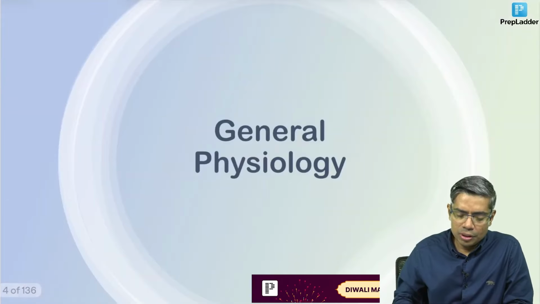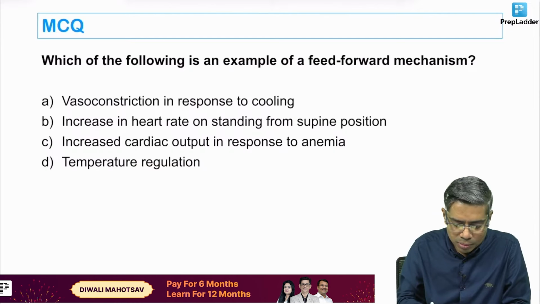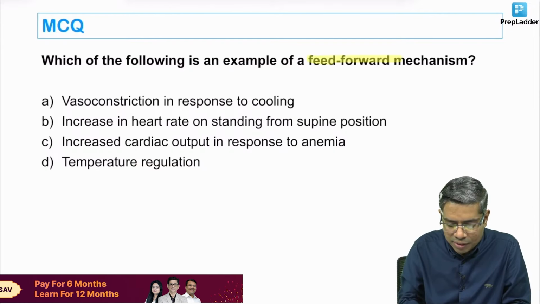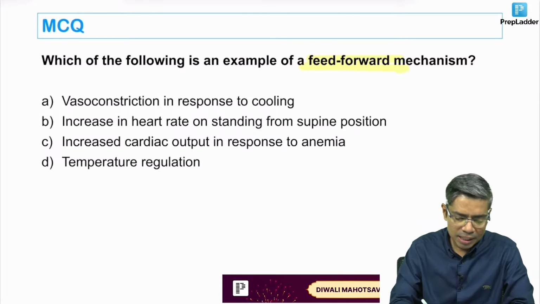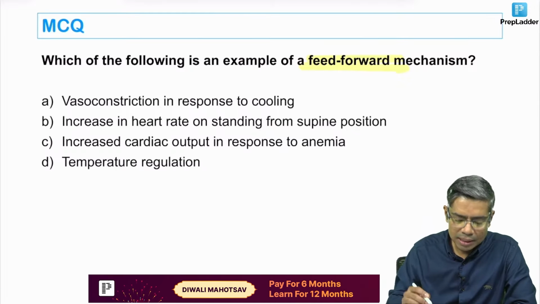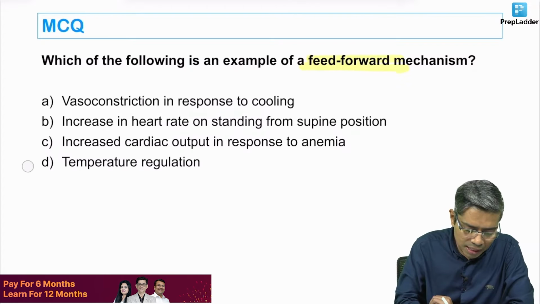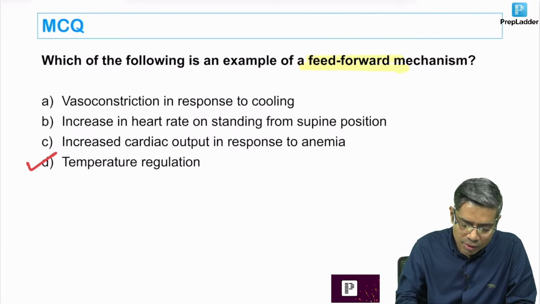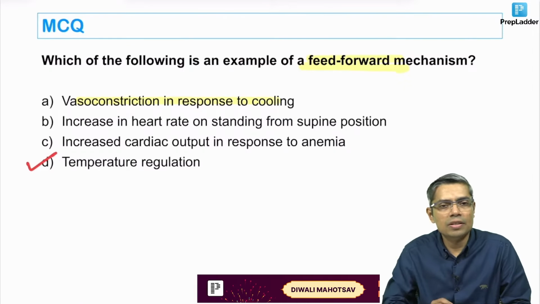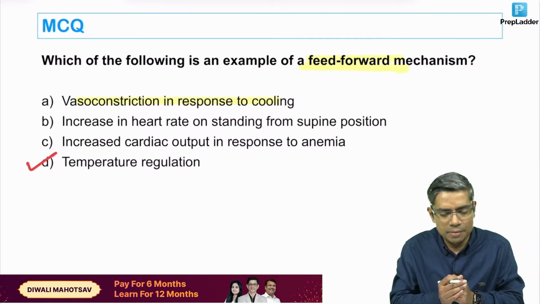First few questions were from general physiology. The question was, which of the following is an example of feed forward mechanism? All of you know that in my classes I told you repeatedly that whenever it is feed forward mechanism, that is an anticipatory mechanism. So among these options, temperature regulation will be the answer. The first option is vasoconstriction in response to cooling. In response to cold, there is vasoconstriction.